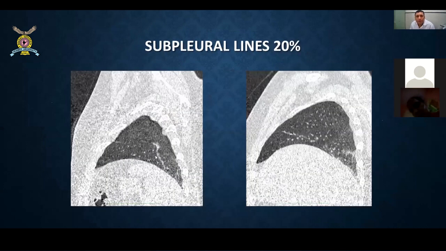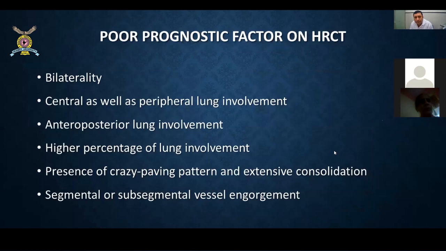In 20% of patients, you will see a subpleural line. This is also a sign of late disease. In this patient, you can see a large parenchymal band in the posterior lobes on both sides, along with mild ground glass opacity.